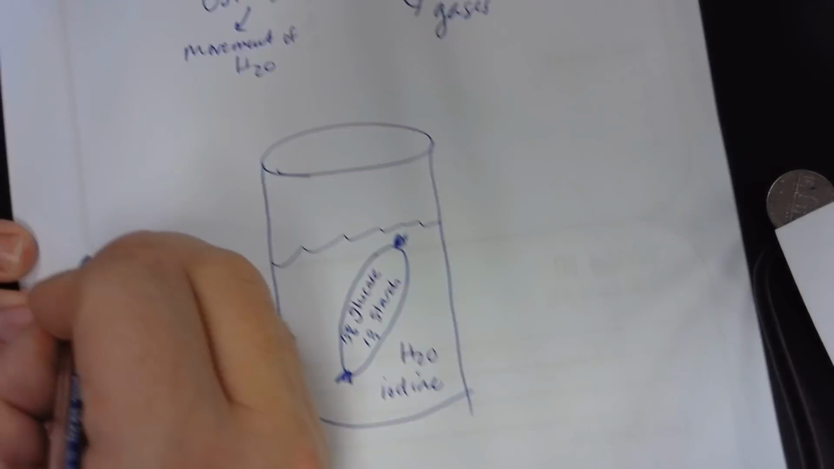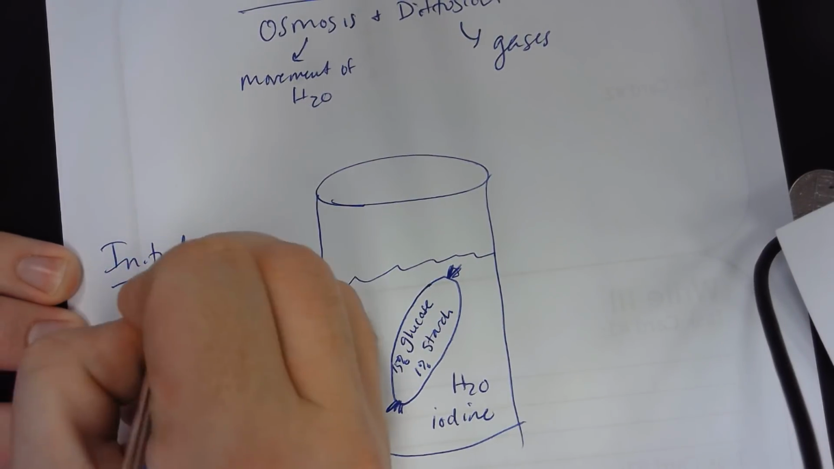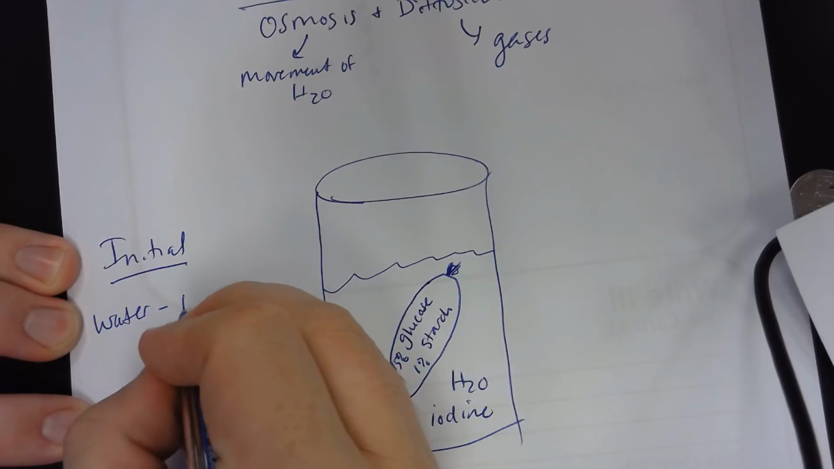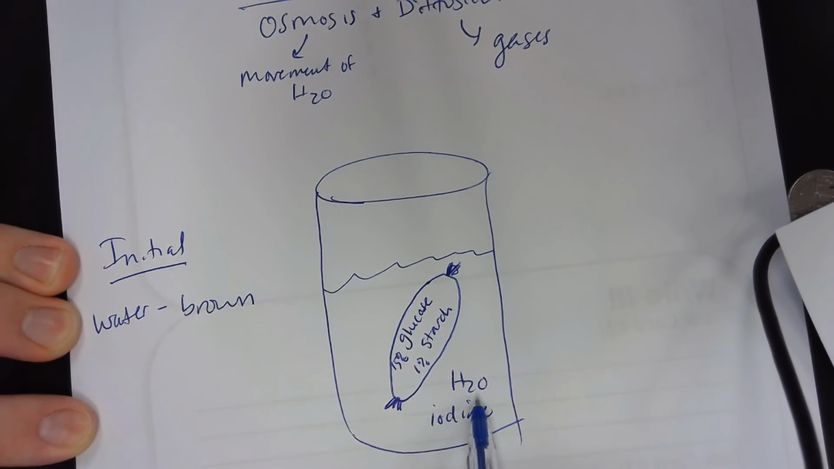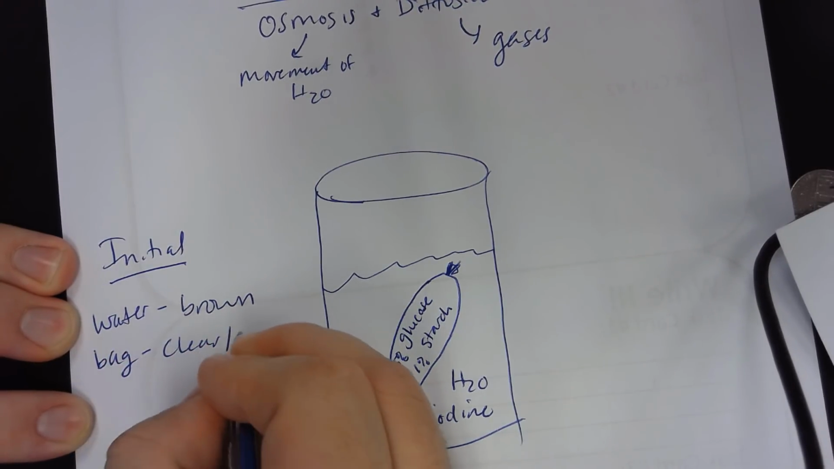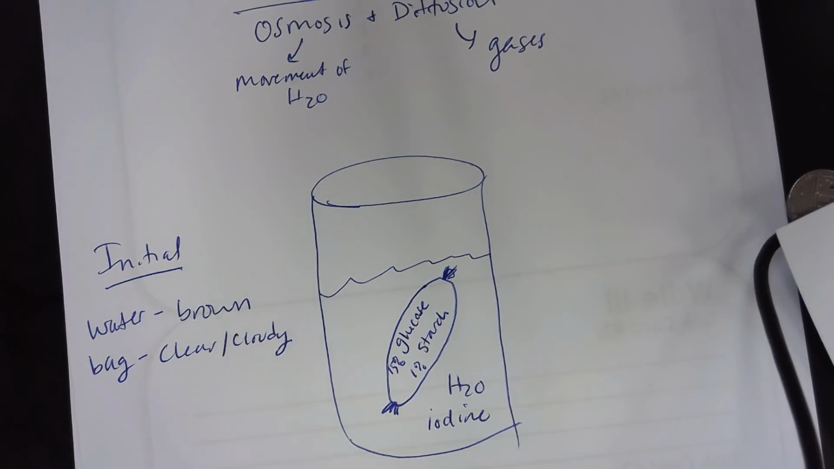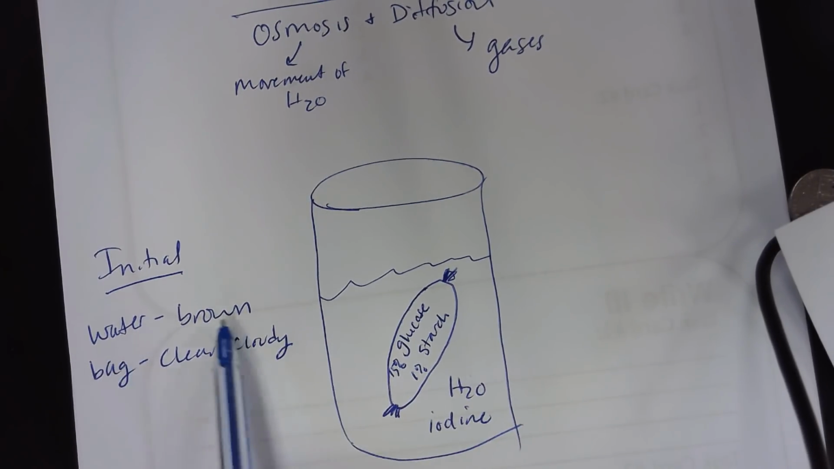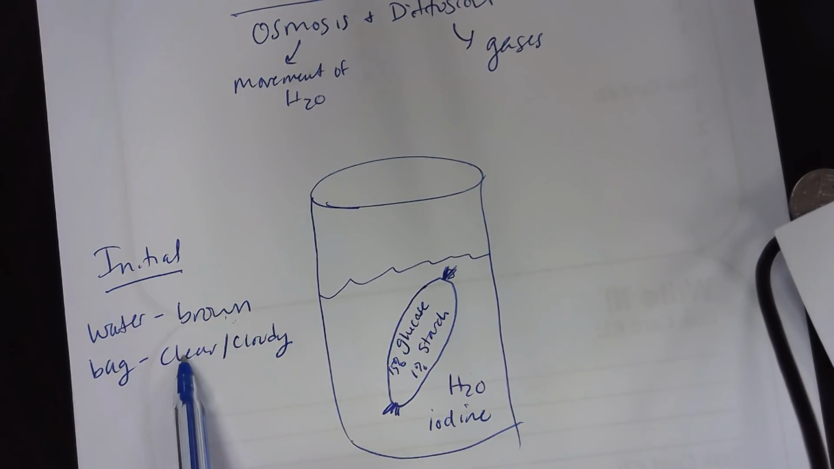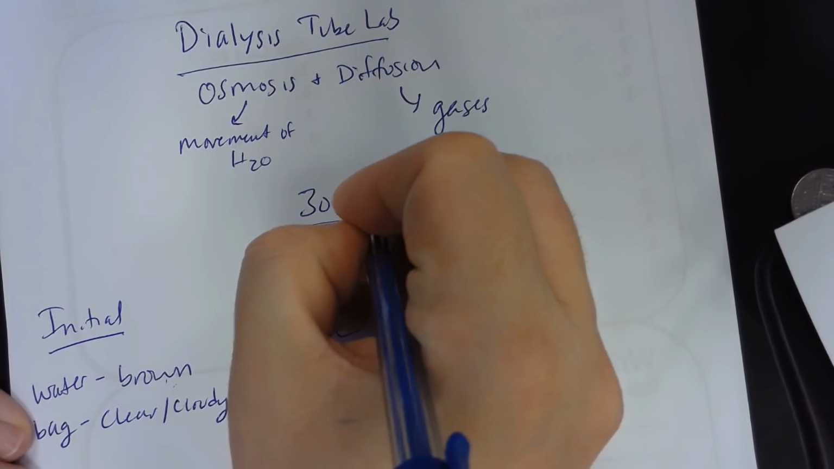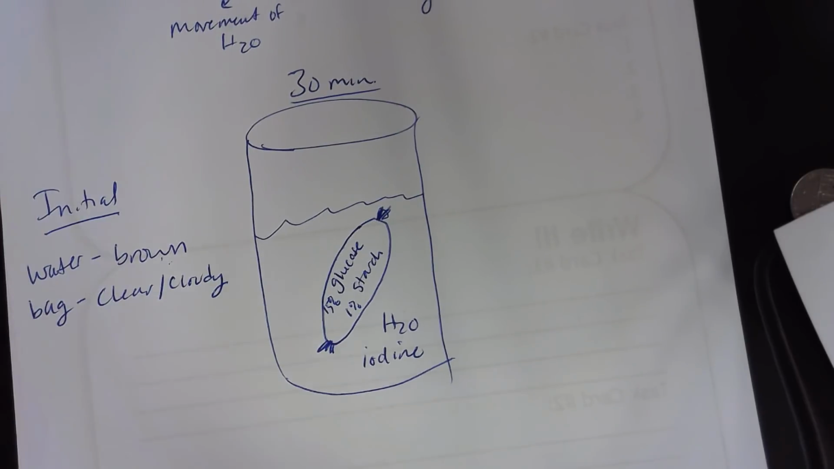So if we look at the preliminary, the initial colors of everything that's going on, we see that the water is that brown color that the iodine turns the water. On the inside of the bag, we see it's clear, if not maybe just a little cloudy, but a whiter color. So again, the water is going to be our brown color, our bag is going to be clear and cloudy. As we let this sit for about 30 minutes, we are going to look at two different phenomena here.